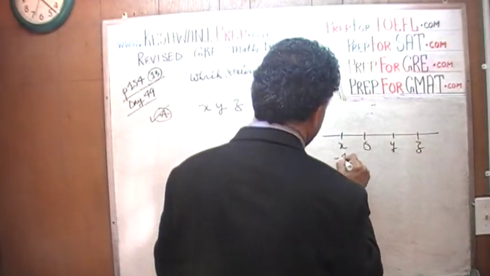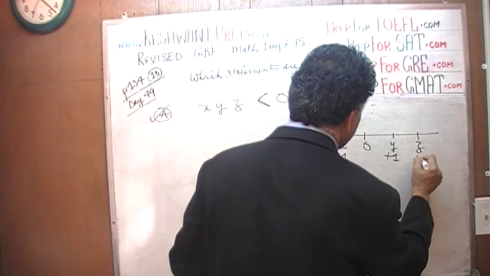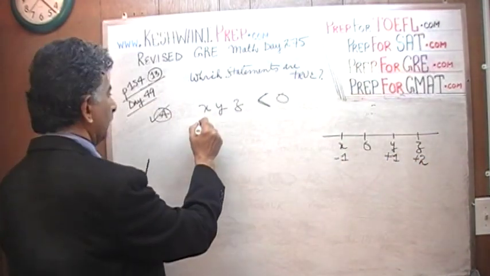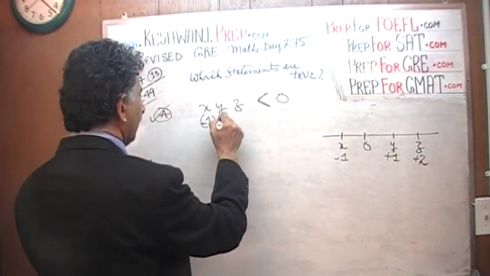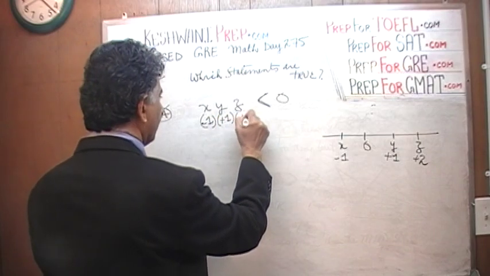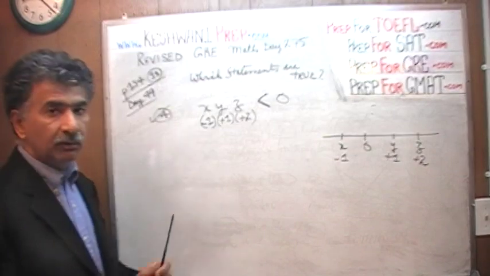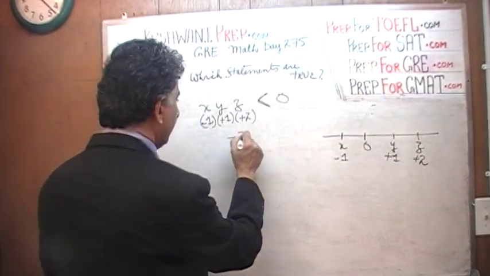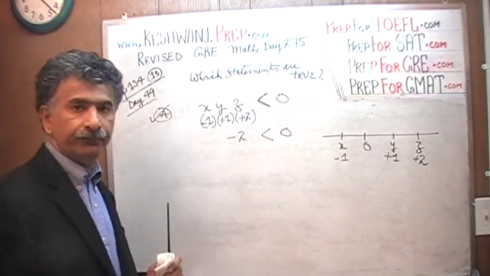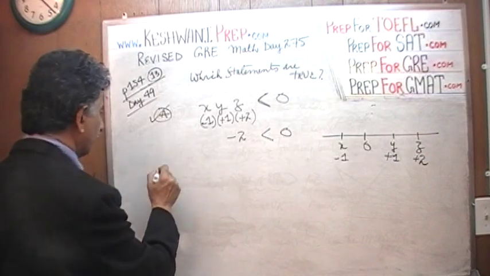So for example, if x is negative 1 and y is positive 1 and z is positive 2, then we'll have negative 1 times a positive 1 times a positive 2. And we'll arrive, of course, at the same conclusion. That will give you positive 2. Positive 2 times negative 1 is negative 2. And negative 2, of course, is less than 0. Statement A works. Let's look at B.